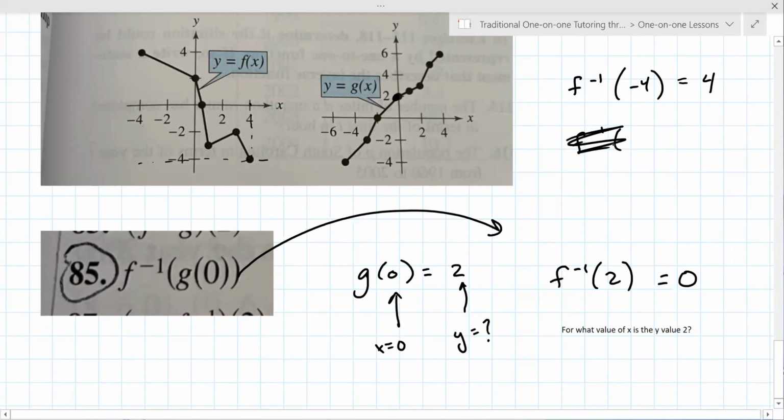Let's do G, because G's got a little bit of, what is G inverse of 6? So it's saying, what's the X value when the output is 6? You can see that that's also 4 there.